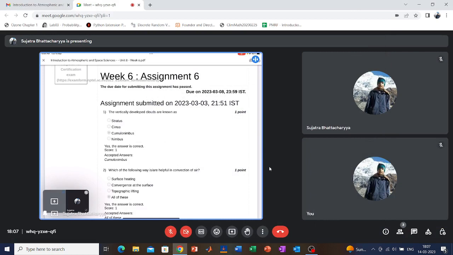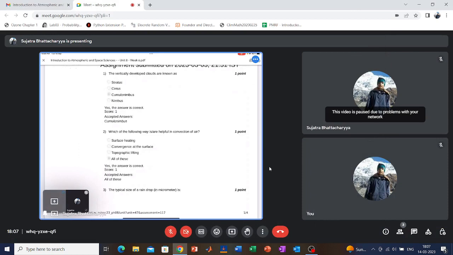The second question is: which of the following ways is or are helpful in convection of air? We have discussed in the previous session the different types of convective processes. The first is surface heating, which is of course a convective process. Through thermals, air rises due to its own buoyancy because the density of hot air is less, and it goes up and ultimately condenses and forms clouds. Therefore, this is a correct option for the convection of the air.